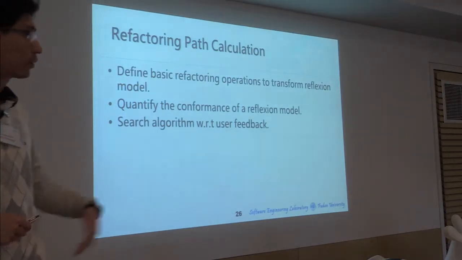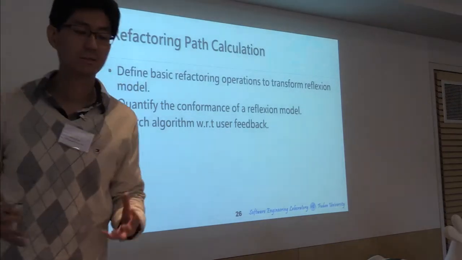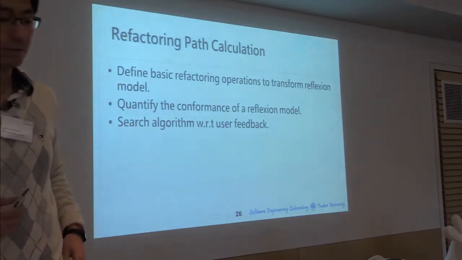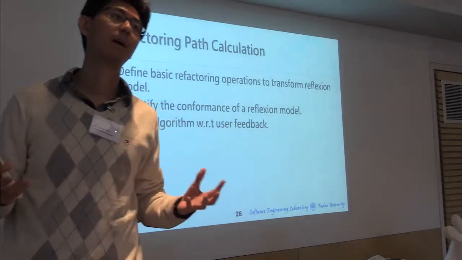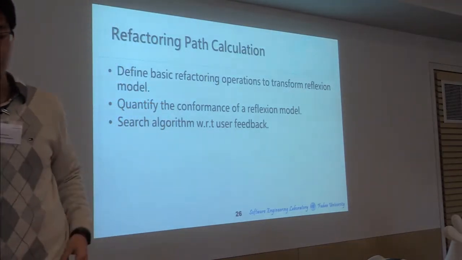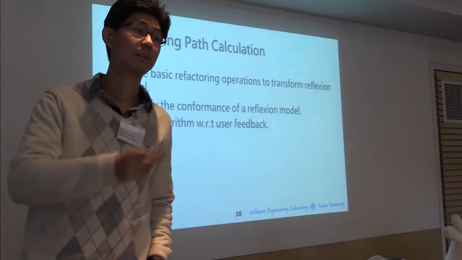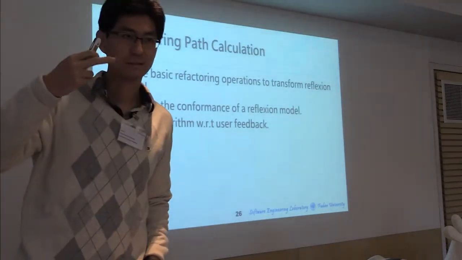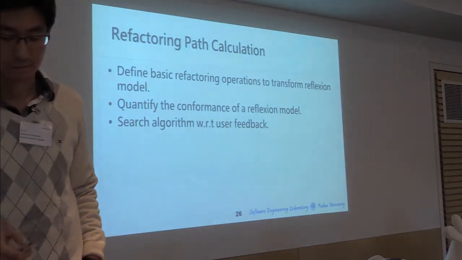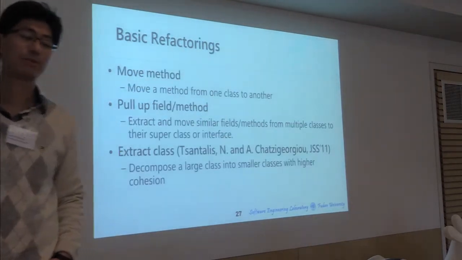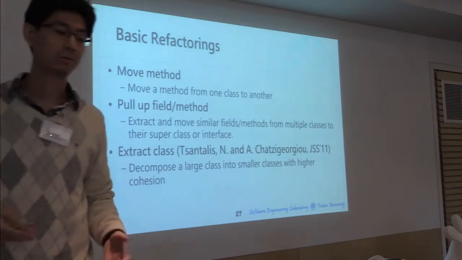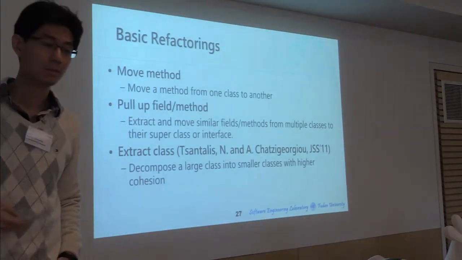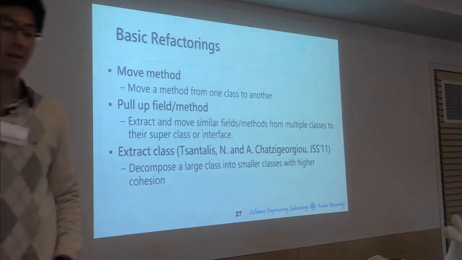The first is that we're going to define some basic reflection operations to transform the reflection models. And the second, we're going to quantify the conformance of the reflection model. And third, we're going to find search algorithms which could take the feedback into consideration. And for the basic reflections, in this work, we support three kinds of reflection operations. There are move method, pull up field and method, and extract class.